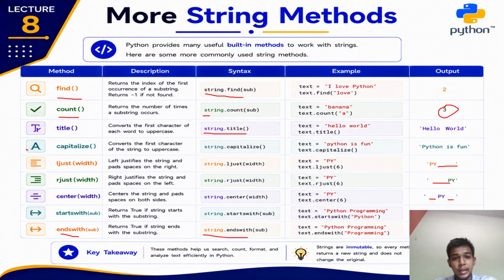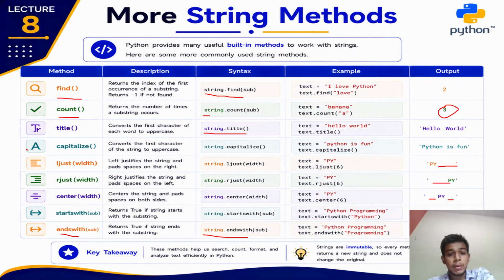Now let's quickly revise all the methods we learned today. Find returns the position of a substring. Count counts how many times a substring appears. Title capitalizes every word, while capitalize capitalizes only the first letter of the sentence. Ljust, rjust, and center help format the text. Startswith checks the beginning of a string and endswith checks the ending of a string.